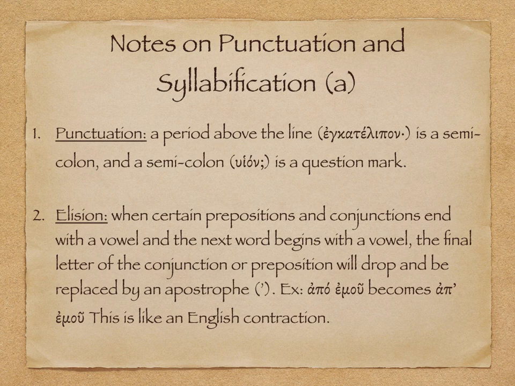There's a phenomenon called elision, similar to contraction in English, when certain prepositions and conjunctions end with a vowel and the next word begins with a vowel. The final letter of the conjunction or preposition will drop and be replaced by an apostrophe. So, apa-emu becomes op-emu. And notice the omicron disappears and is replaced by an apostrophe. Here, this is an apostrophe and not a smooth breathing mark, because it's not above an initial vowel. Op-emu instead of apa-emu.